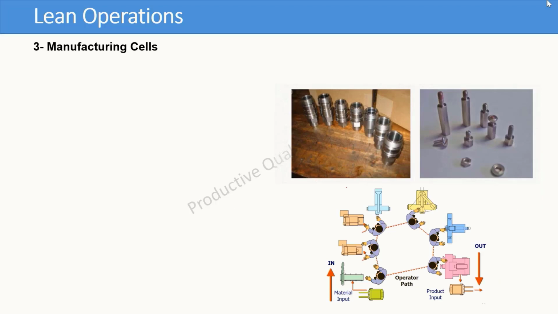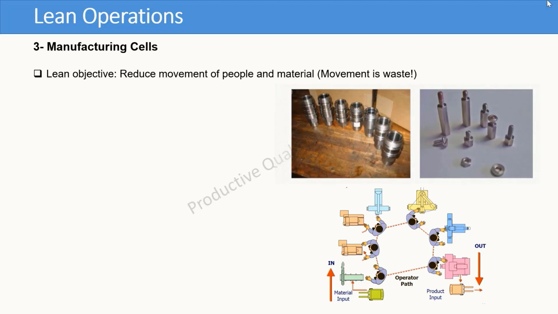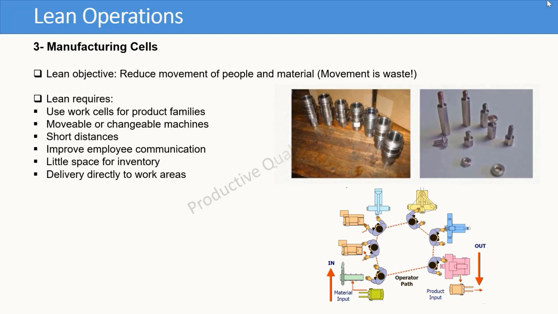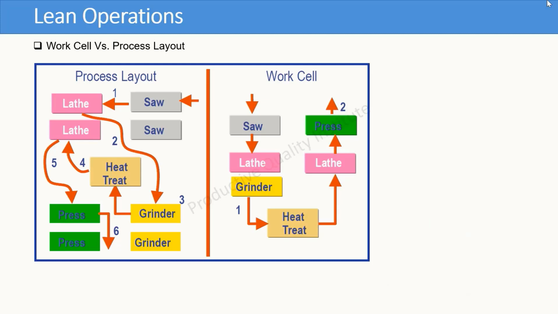Manufacturing cells. The lean objective of manufacturing cells is to reduce movement of people and material, because movement is one of the 7 wastes. Lean requires the following in the manufacturing cells. Use work cells for product families. Movable or changeable machines. Short distances. Improve employee communication. Little space for inventory. Delivery directly to work areas. A work cell guarantees less movement and smooth flow compared with a process layout.